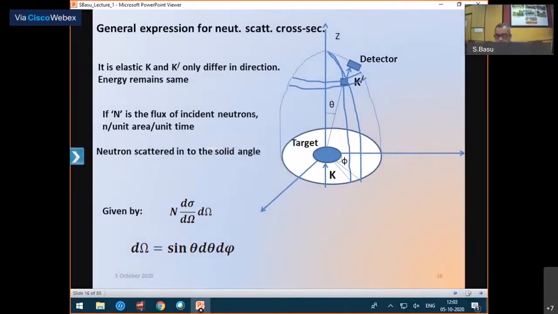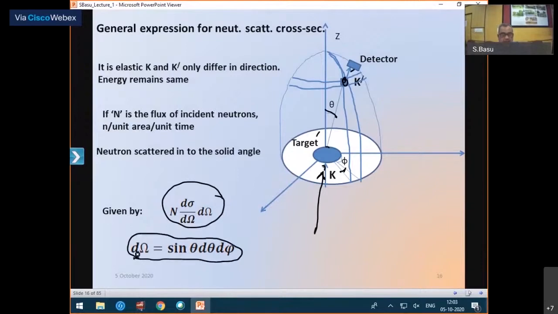basically this is a simple geometrical construction where the neutron comes in this direction, there is a target, and I have written down the polar coordinates as r, theta, phi. It goes inside a detector here, which makes an angle theta with respect to the z-axis and phi in the horizontal plane. All of you know this expression, where the solid angle is given by sine theta d theta d phi. It's fairly simple to understand.